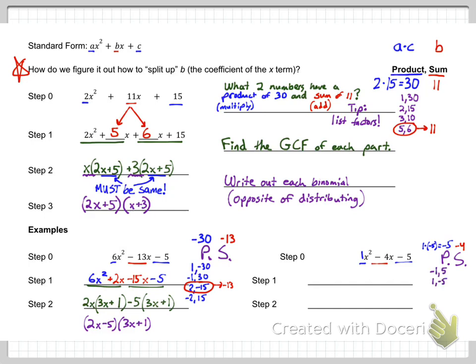Let's list out the factors of negative 5. Well, negative 1 and 5, and 1 and negative 5 are all the factors. That's nice. 1 and negative 5 add up to negative 4. So that's what we're going to split negative 4 into: 1x and negative 5x.